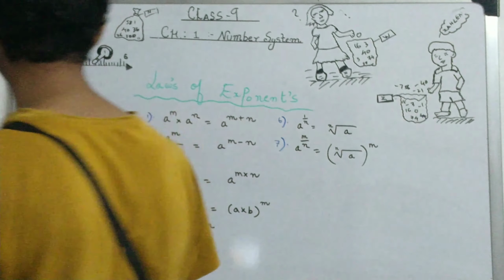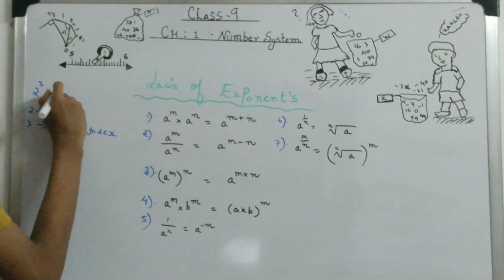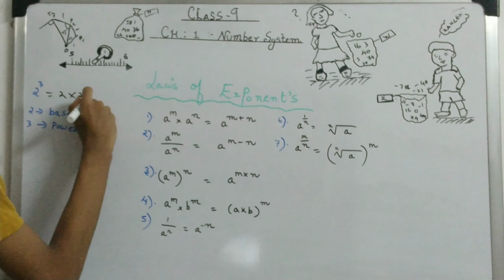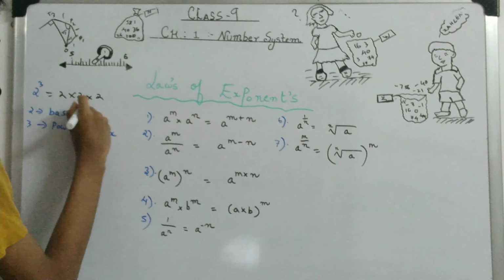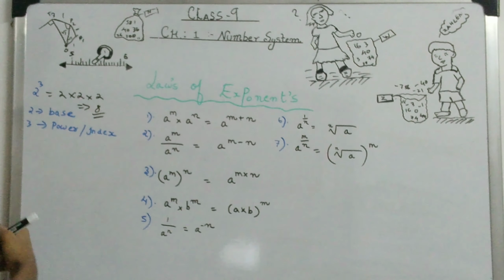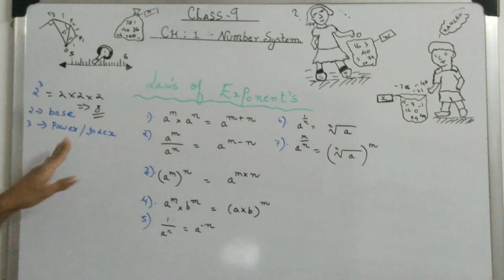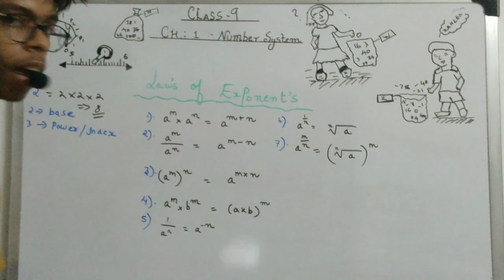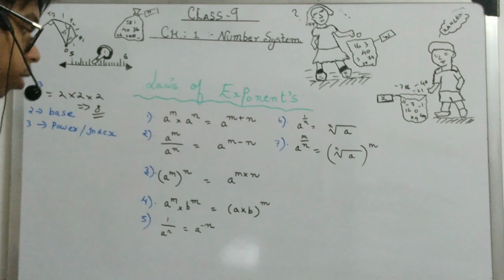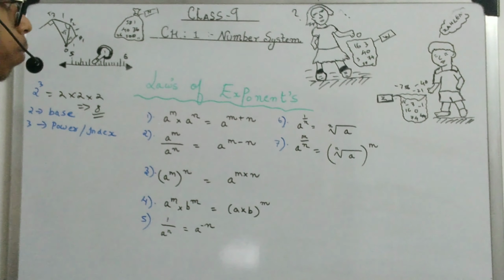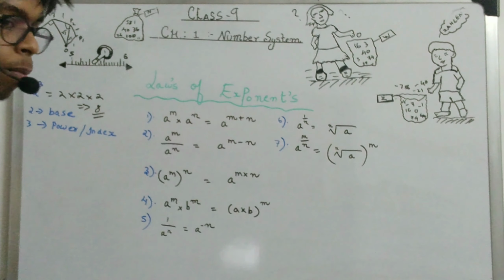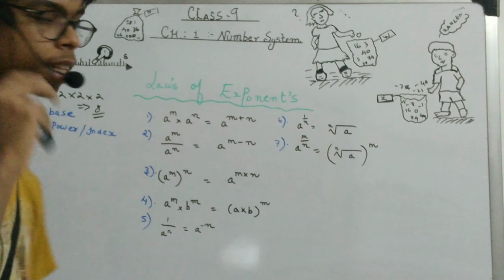When I say 2 cube, what is the meaning of 2 cube? I have to multiply it 3 times. So 2 into 2 into 2, we know it is 8. So 2 cube means 8. This is the meaning of exponent: we are raising a base to a particular power. Now there are a few important identities or formulas that you have to note down. A few of them you have already learned in class 8.